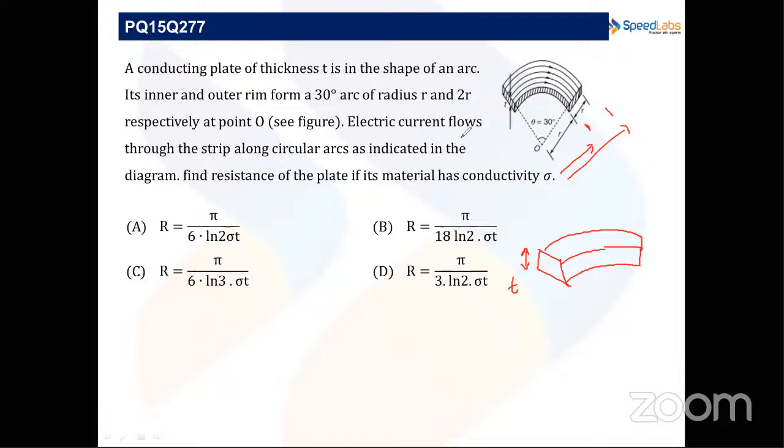Electric current flows through the strip along the circular arcs. Basically, current is going like this, as shown in the figure. So current is flowing like this. Now, find the resistance of the plate if its material has conductivity sigma. So we have to find the total resistance of the entire plate.